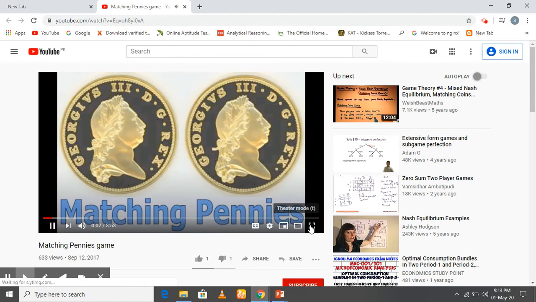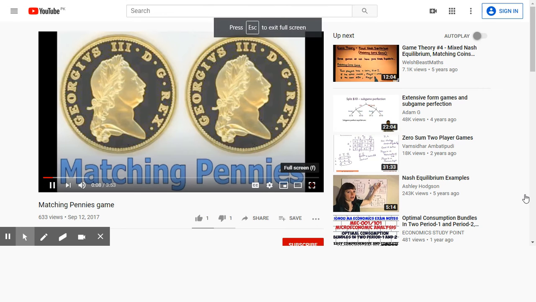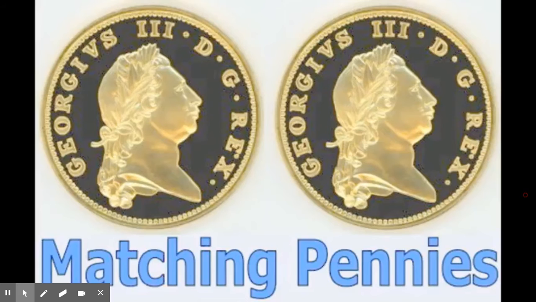Zero-sum game where one player's gains are the other player's losses. The original matching pennies game is when both players simultaneously flip a coin and see who gains from the round and who loses points.